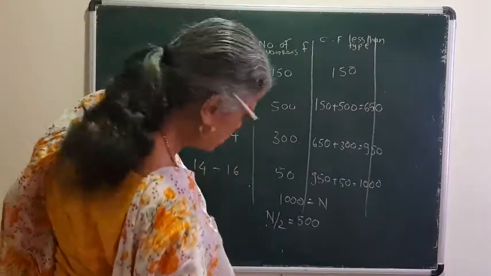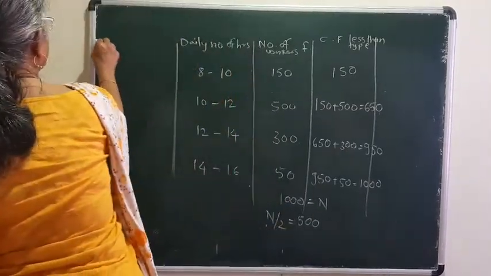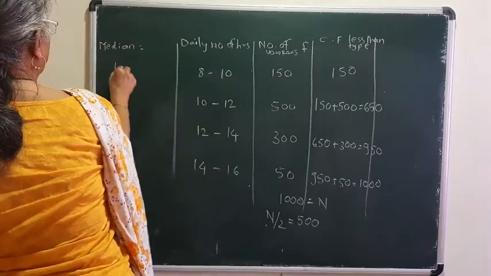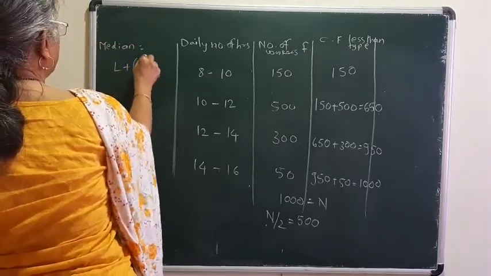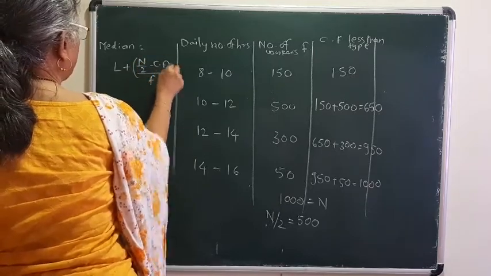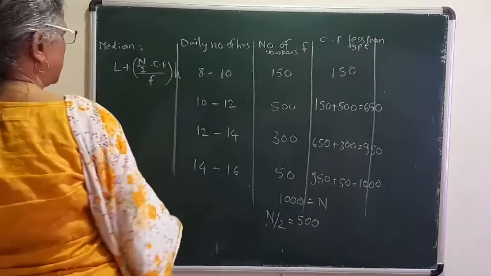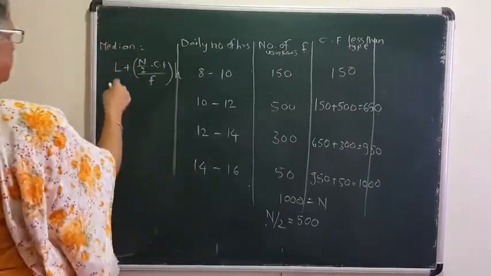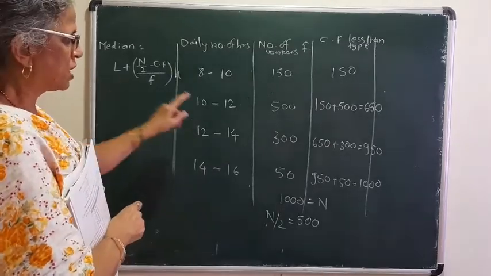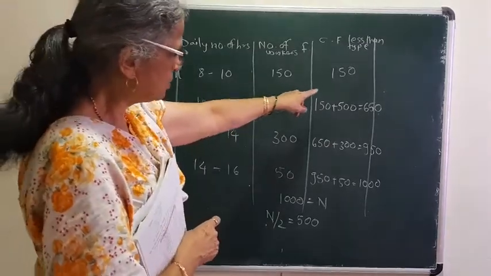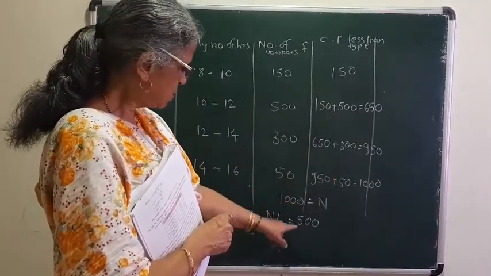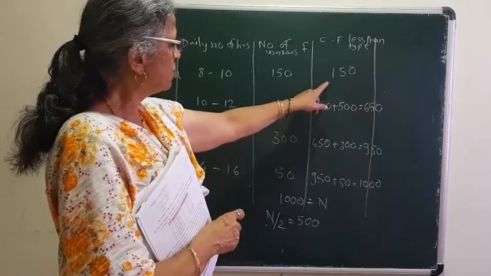After writing this, you have to use the formula. The formula is: median is equal to L plus (N by 2 minus CF) upon F into H. Followed? So what is L? L is the lower class limit of the median class. So first we have to decide which is the median class, and we have to underline that class. Here N by 2 is 500.